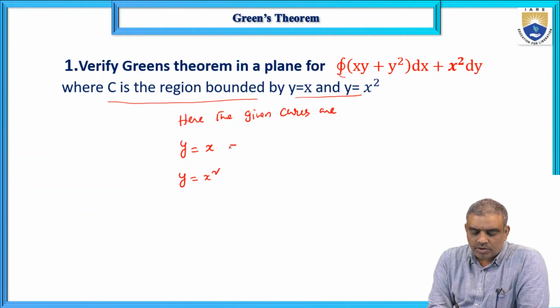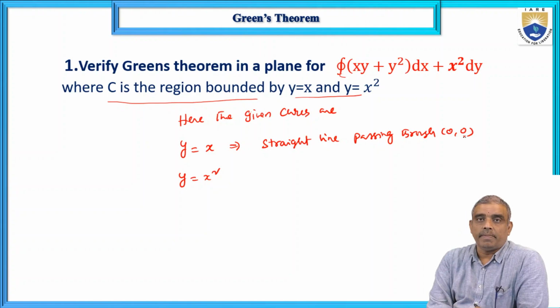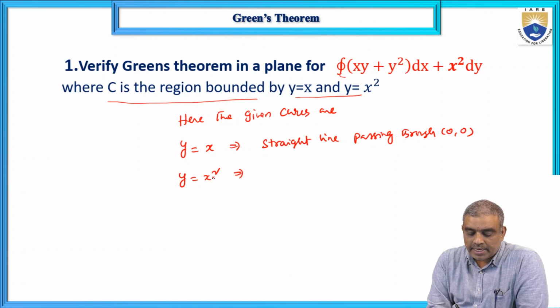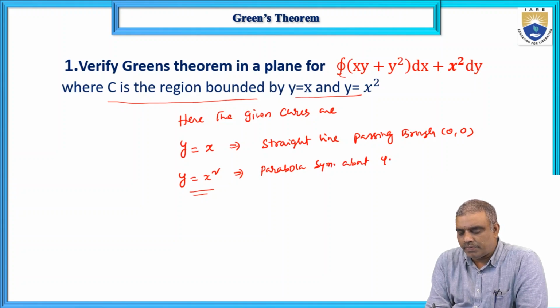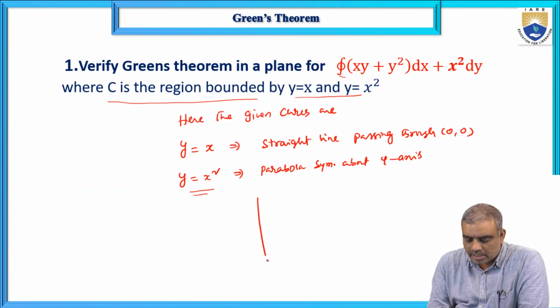So what is y is equal to x? It is a straight line passing through 0, 0, of the form y is equal to mx. And y is equal to x square is of the form x square is equal to 4ay. It is a parabola symmetrical about the y-axis. So first identify the curves, then I can draw the curves.